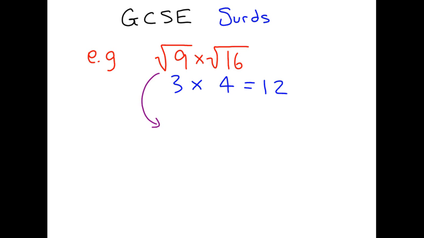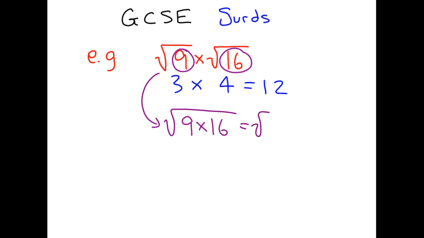Now what this means is, you can do the square root of 9 times 16. Which is the square root of 9 times the square root of 16, which we've already done. 9 times 16 is actually 144. And guess what? The square root of 144 is 12. So that's a numerical example of the rule I've just explained.